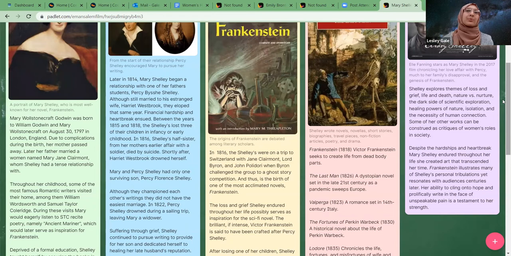And even though Frankenstein, as I mentioned in the beginning, really can be construed as almost her dealing with a lot of her own loss in her life, it still resonates with audiences centuries later. And her willingness to heal her husband's reputation even after losing him, and to provide for her son even after he lost his father, all speak to her incredible strength in the face of unspeakable trauma and grief and pain.